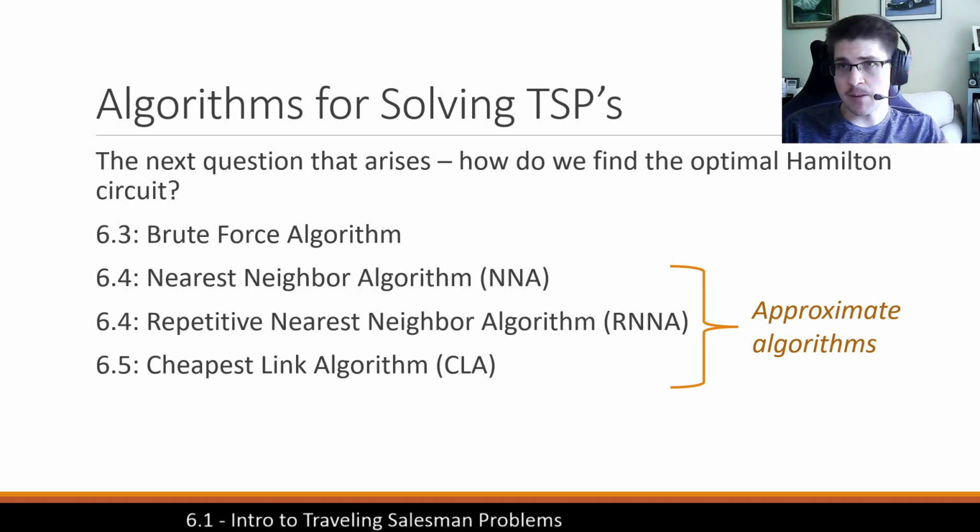So there's what's called the nearest neighbor algorithm, the repetitive nearest neighbor algorithm, and the cheapest link algorithm. And we're going to practice learning how to find each of those. And each one of those finds good answers to this question: what is the best way of doing this?